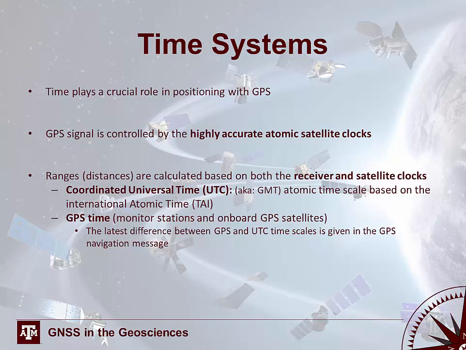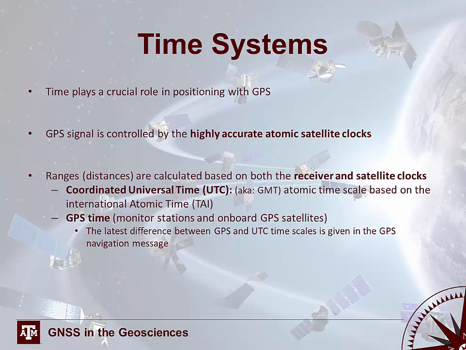So if you hadn't figured out up to this point, satellite systems, GPS, use time as a basis for positioning. So time plays a very critical role in determining your position with GPS. The GPS signal, remember, is controlled by the highly accurate atomic clocks on board the different satellites. And the clocks on board those satellites have changed through the different generations to provide you a more and more precise measure of calculating time.